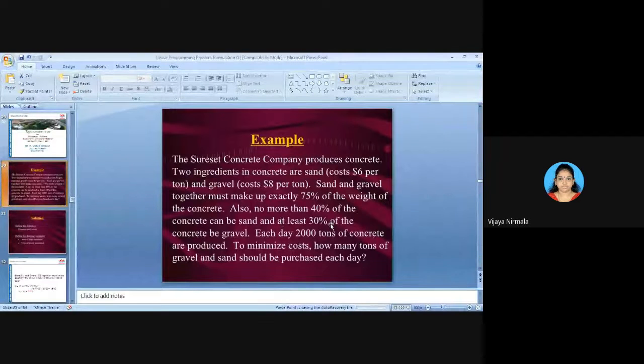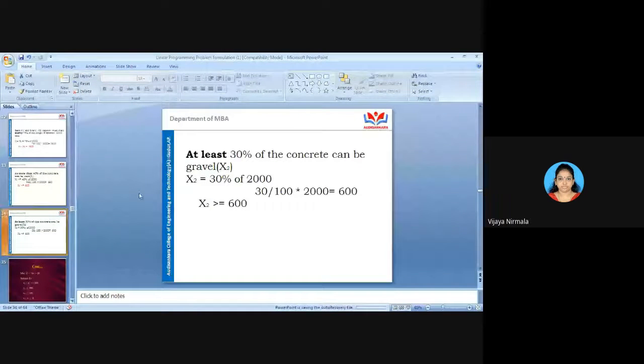See, what is the other one? At least 30% of the concrete be gravel. Without seeing the slide, can you guess whether this is related to x1 or x2? Gravel, in the sense we are discussing, we thought let gravel be x2, right? So let us see the problem: at least 30% of the concrete be gravel. So gravel here is x2.